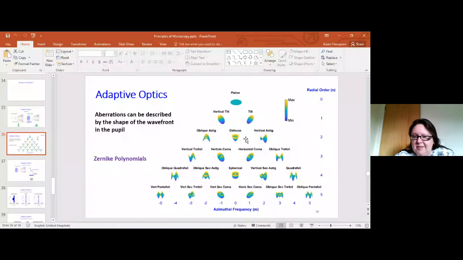So let's now look at one. Let's have a look at vertical coma. Now, a frequency of -1 means that as you move round the edge of the Zernike polynomial, it's described by a sine with a frequency of 1. So if I was to look at this polynomial and plot it as I went round the edges, I would see that it would be described by a sine wave of frequency minus 1. And as you move across, this frequency gets higher, so you get more variations around the edge of the Zernike.